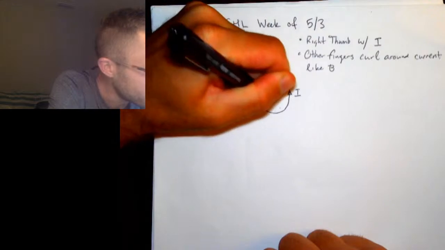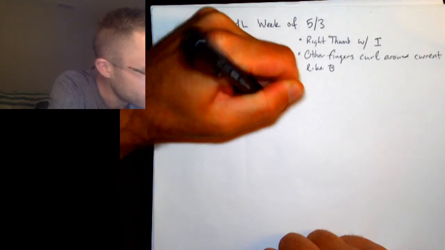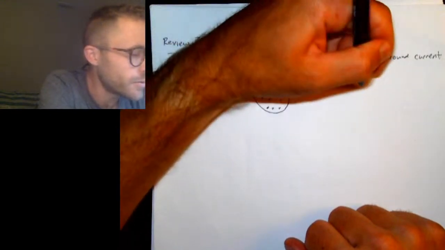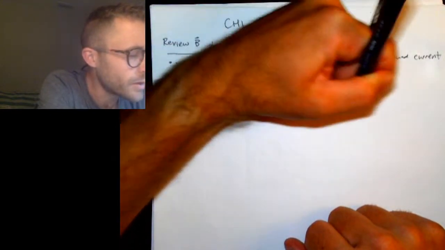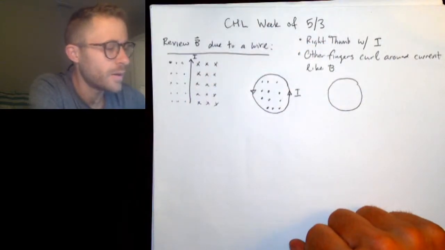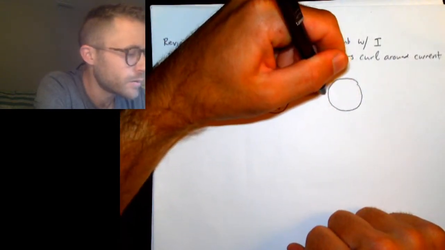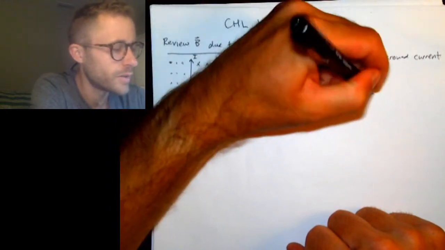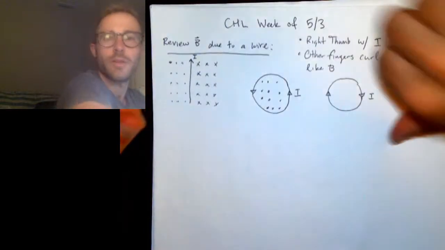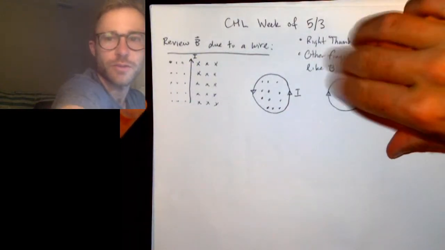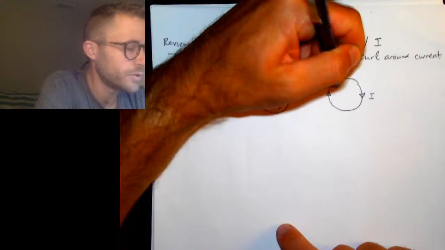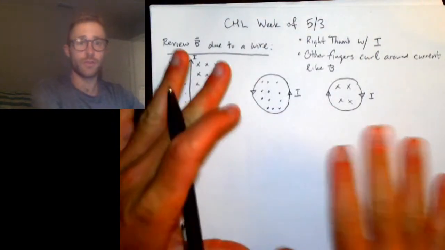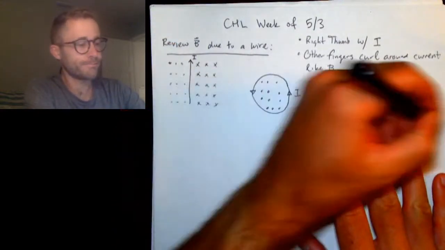And similarly, if the current is going in the opposite sense, so now it's going clockwise, in that case, I would put my thumb down, and I can see that my fingers are curling into the page. So inside the loop, the magnetic field points into the page. This is going to be really important for this lesson.